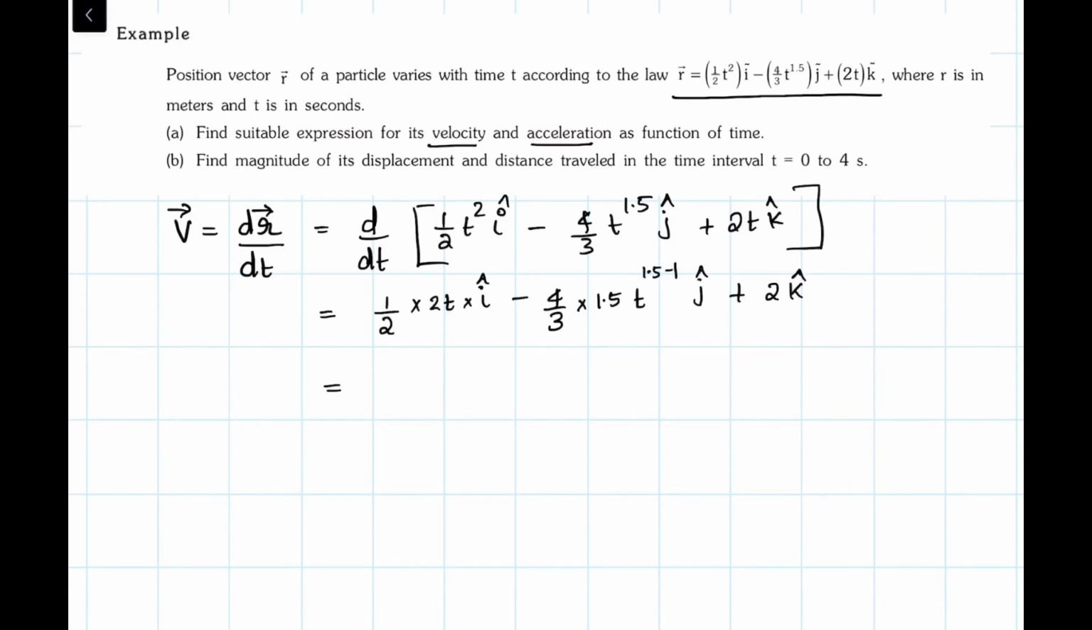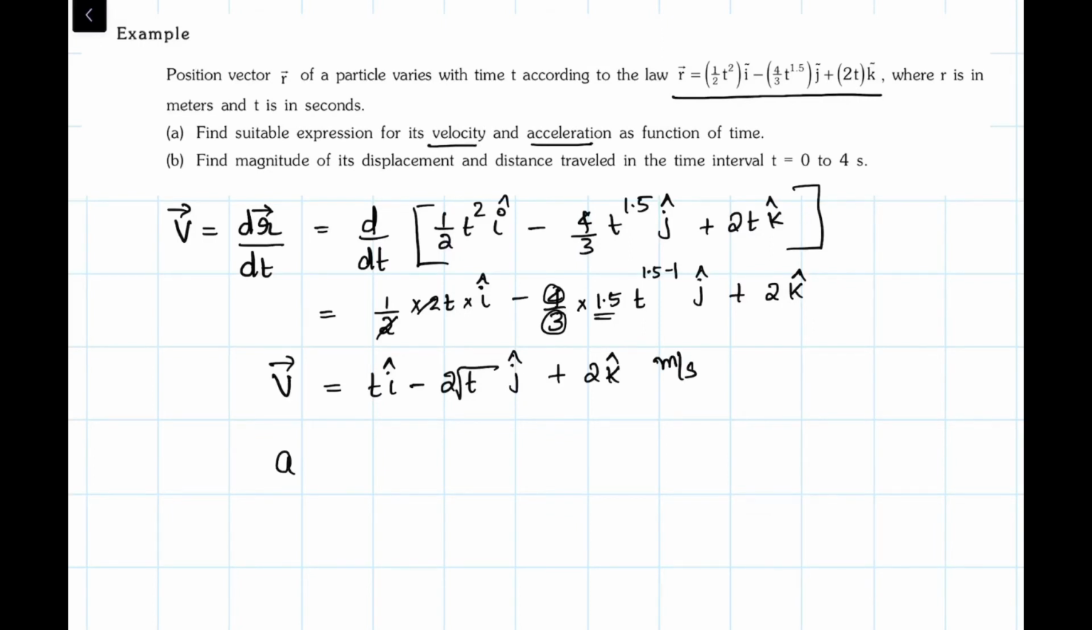Now let's reduce this term. The 2 gets cancelled, so you get t times i cap, and this 1.5 is 3 by 2. This 3 and this 3 will get cancelled, and the 4 will get cancelled with the 2. So you get minus 2t to the power 1.5 minus 1, which is 0.5, and 0.5 means 1 by 2, so root t j cap, plus 2k cap. Did you get this? That's how we take the first derivative. That's velocity, so let's write it in meter per second. We got velocity. Now what's the next step?